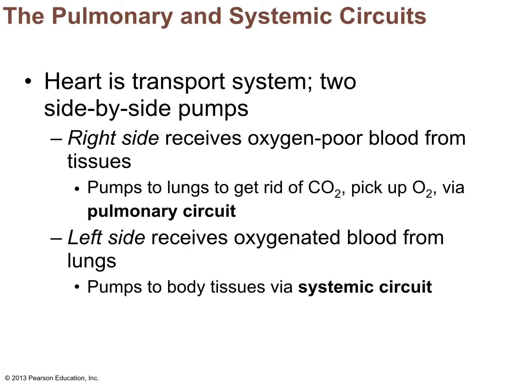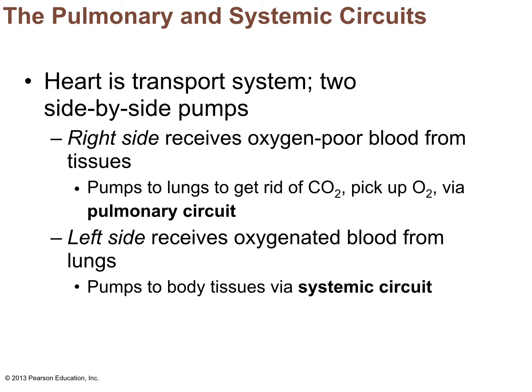Now the heart has two circuits. One's called the pulmonary circuit, one's called the systemic circuit. When you hear the word systemic, always think body-wide. And so the pulmonary circuit is actually going to send blood to the lungs to pick up oxygen and then back to the heart with the oxygenated blood. And of course, it also transports the carbon dioxide to the lungs. So that's the purpose of the pulmonary circuit. It's a transport system to shuttle the oxygen back and forth from the heart and lungs.